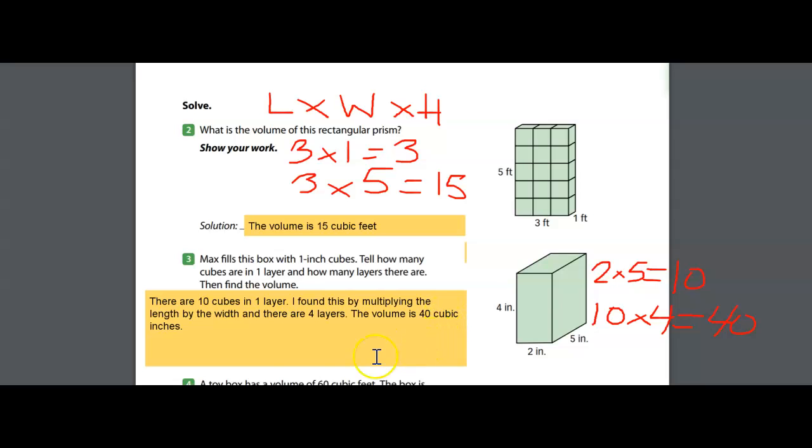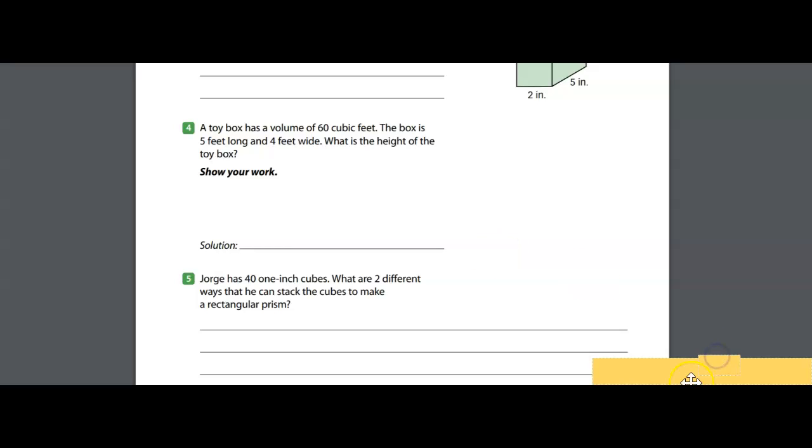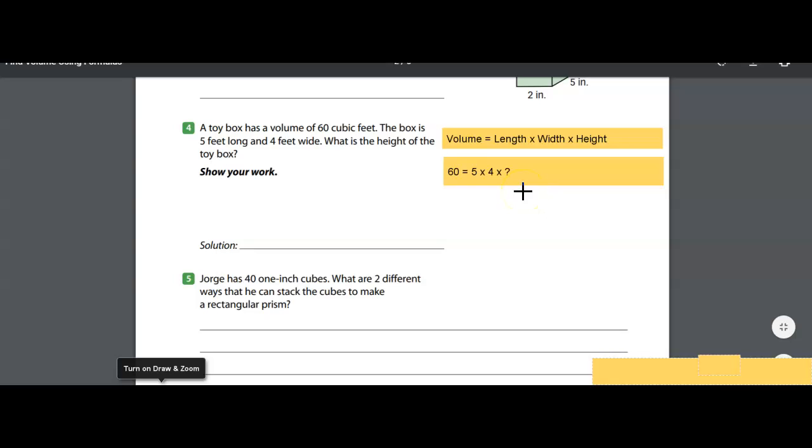Make sure you write this down, press pause, and let's go to question 4. Question 4 says a toy box has a volume of 60 cubic feet. The box is 5 feet long and 4 feet wide. What is the height of the toy box? Show your work in the space below. So let's figure this thing out. So I know my formula: volume equals length times width times height.